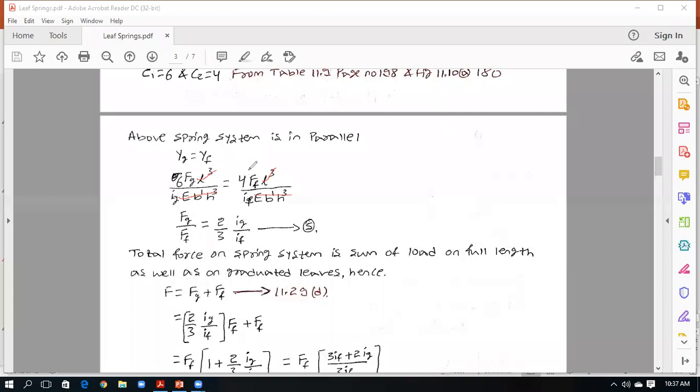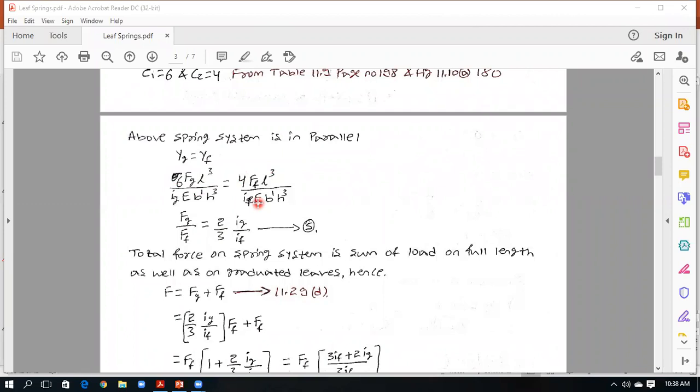Therefore, 2 2s are 4, and 2 3s are 6. Now take this F of f to the left hand side. The remaining will be F of g divided by F of f. Take this 3 to the right hand side. It will be 2 divided by 3. And here I of g is remaining. Take this to the numerator. It will be I of g divided by I of f. Call this equation 5. This is how you will get equation 5.